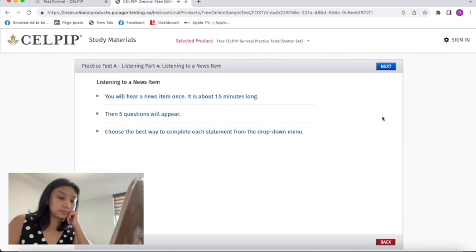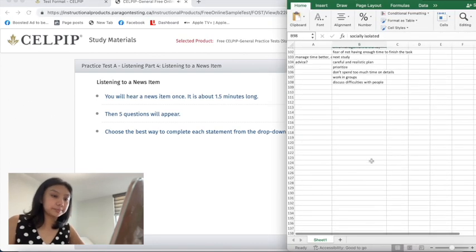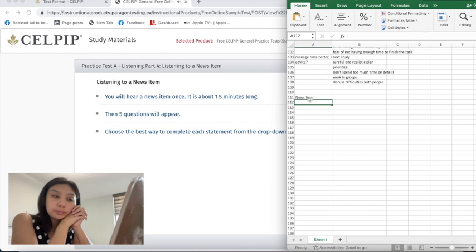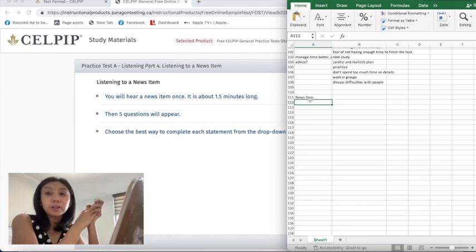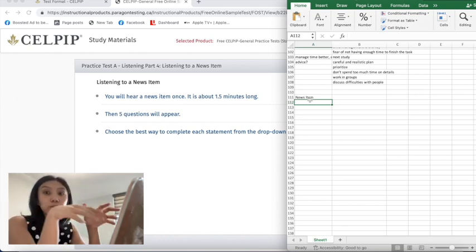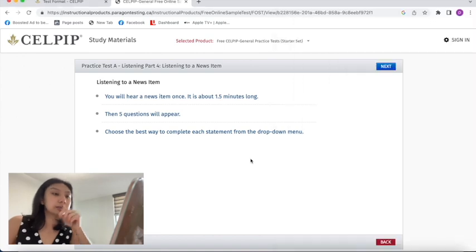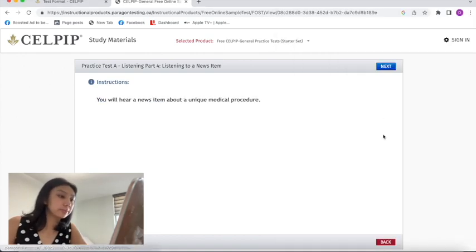Listening to a news item. You will hear a news item once. It is about 1.5 minutes long. Then 5 questions will appear. Choose the best way to complete each statement from the drop-down menu. So in Part 4, you will listen to the news item, but the questions will be shown on the screen. So you need to read the questions. So the test format differs a little bit from the first 3 parts. Okay, let's go through it.